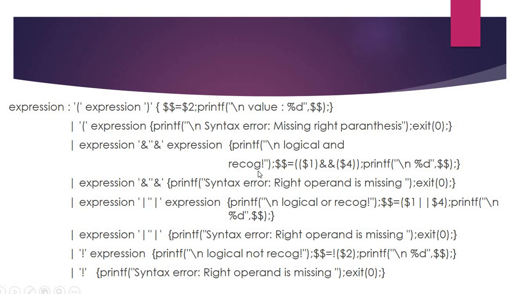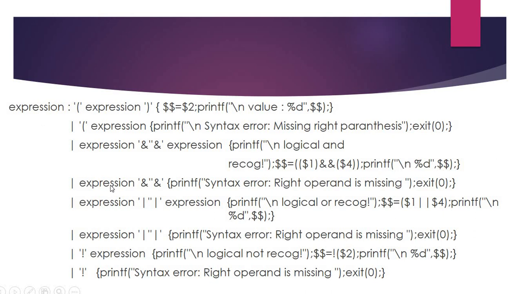So we have to print that logical and is recognized. And here this is the parent expression. This is child 1, this is child 2, this and is child 3, this expression is child 4. So this expression value will be in $1, then the and value in $2, this and value in $3, and this expression value will be in $4. So for the $1 and $4 values we have to perform the logical and operation and put it in the $$ value. If you want to print, just print $$ in the printf statement.